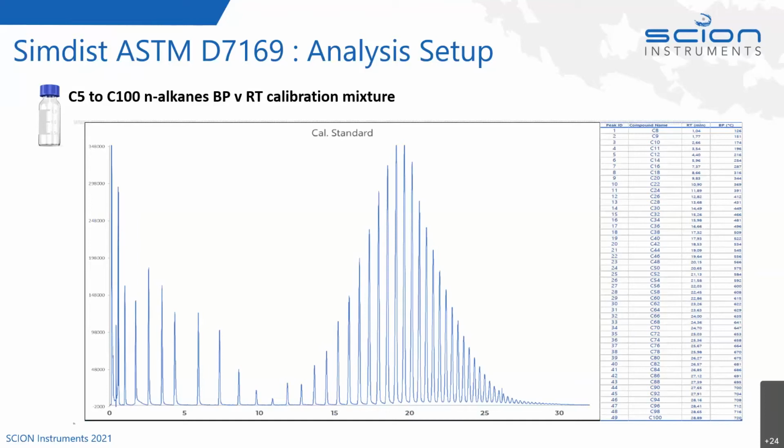What we're going to use them to do is to calibrate the software. We will input the retention times into the software. We mark out and tell the software where C8, C9 and C10 are eluted, and that will allow it to build up a calibration curve that will then allow us to map across the retention time to a boiling point.